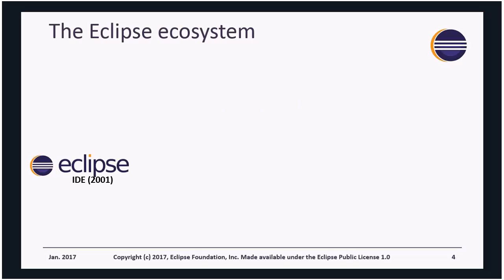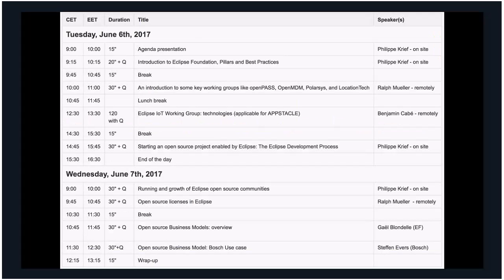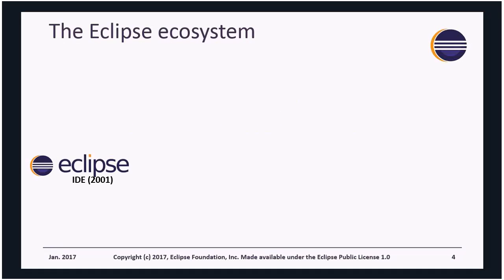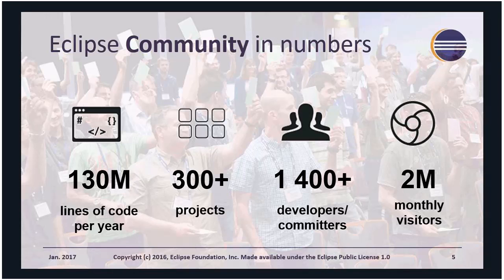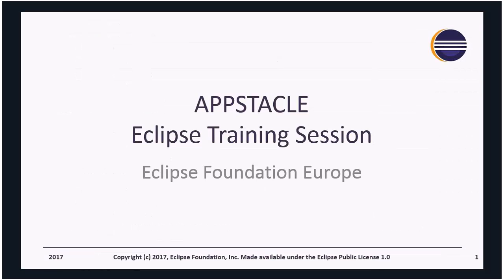So the community, in terms of numbers: our committers are delivering more than 130 million lines of code per year. We have today more than 300 different projects, and we have 1,400 developers, and we name them committers.